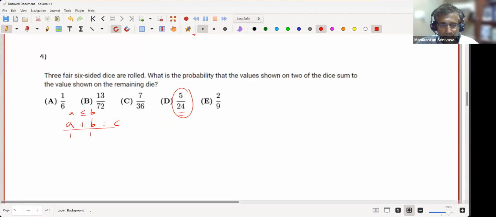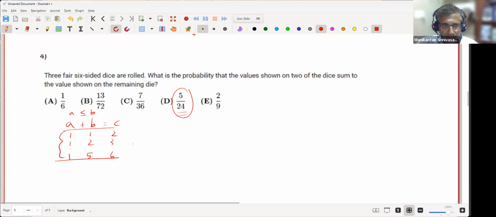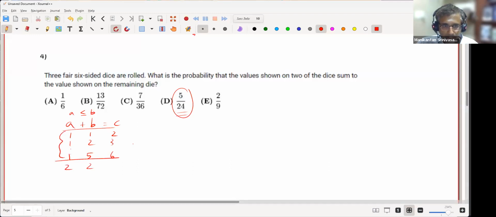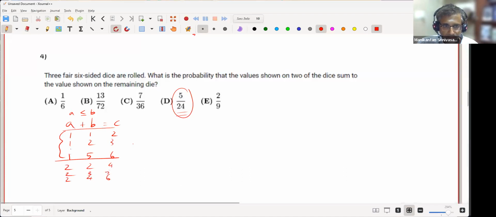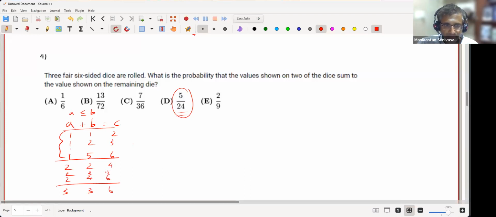Okay, so 1, 1 adding up to 2. 1, 2 adding up to 3. We don't have to list all of them all the way till 1, 5 adding up to 6. Okay, this is one cluster. And then we can start with 2, 2 adding up to 4, go all the way till 2, 4 adding up to 6. And then the third cluster is just 3, 3, and 6. That's it, right? Now, the total number of cases is 6 to the power 3.